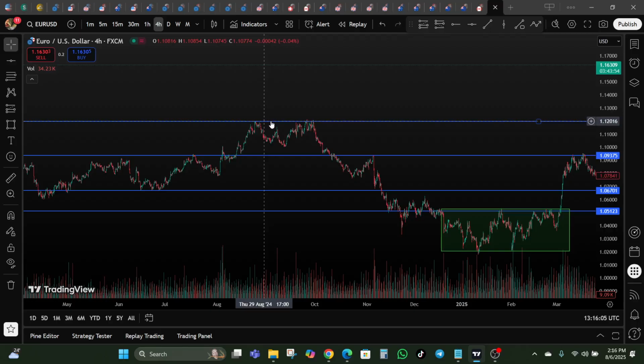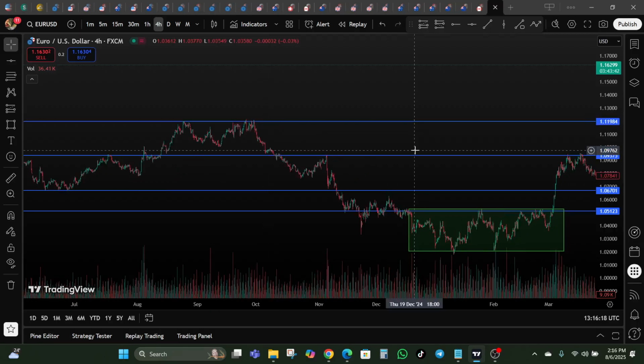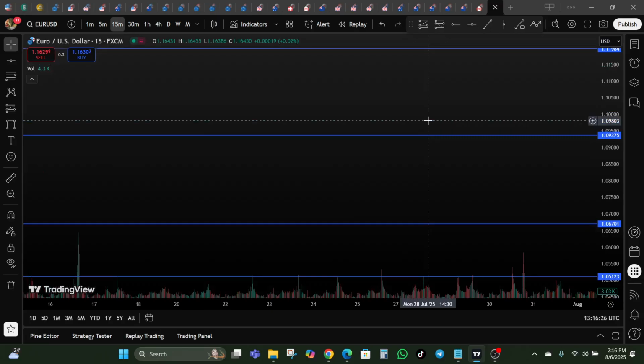Make sure to use higher time frames for these. Use higher time frames like the 1 hour or the 4 hour to draw clean zones. Then you can go down to the 15 minutes or even the 5-minute chart for your execution. So these zones become your potential reversal areas.